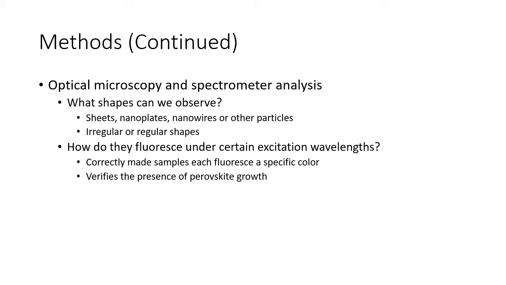And then in order to characterize our samples, we use optical microscopy as well as a spectrometer. And there's two main things we're looking for when we do this. One is to see which shape we produce. Are we producing sheets, nanoplates, nanowires, or some other kind of particle? Are they irregular or regular shapes? And then the spectrometer allows us to see what color they fluoresce under certain excitation wavelengths. Correctly made samples each have a specific color that they fluoresce, and this also verifies the presence of perovskite growth.